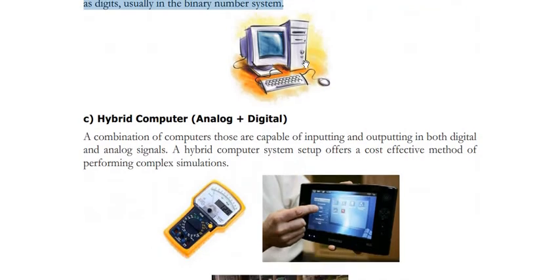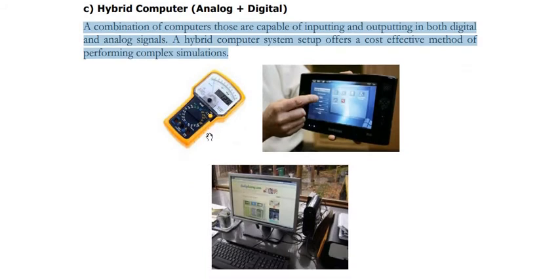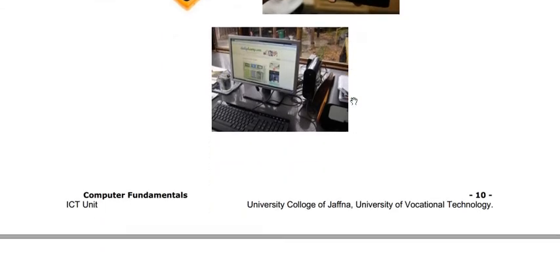C. Hybrid computer, analog plus digital. A combination of computers that are capable of inputting and outputting in both digital and analog signals. A hybrid computer system setup offers a cost-effective method of performing complex simulations.